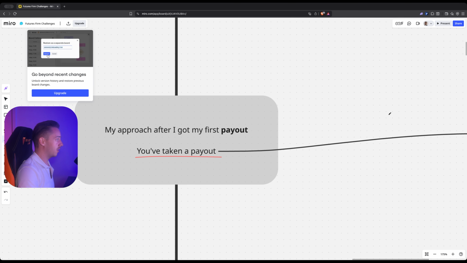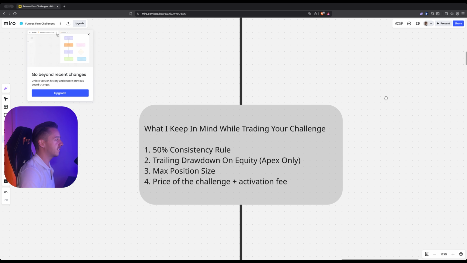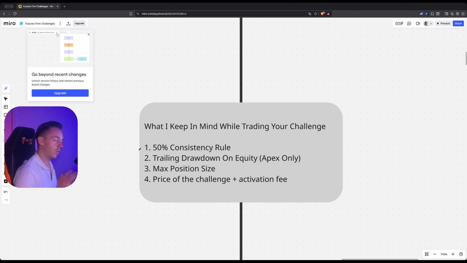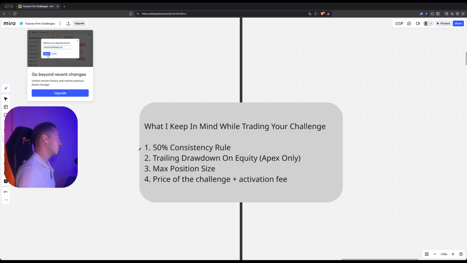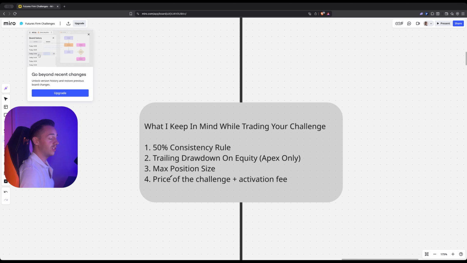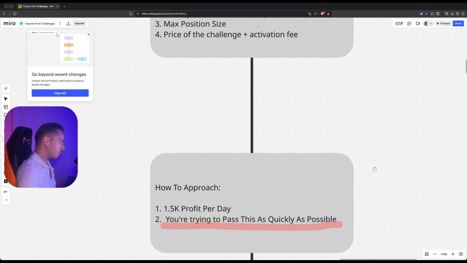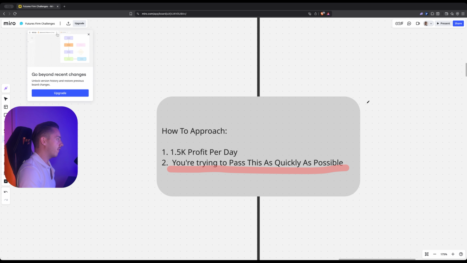So this is the approach that I do. And there's 4 things that I keep in mind: the 50% consistency rule and trailing drawdown on equity. This is for Apex only because I usually just go max size on this. And I also keep in mind the max position size, plus the price of the challenge and the activation fee. These are all factors that I consider before choosing an account and try to pass them as fast as possible. And this is how I approach it. 1.5K profit per day, and I'm trying to pass this as quickly as possible.